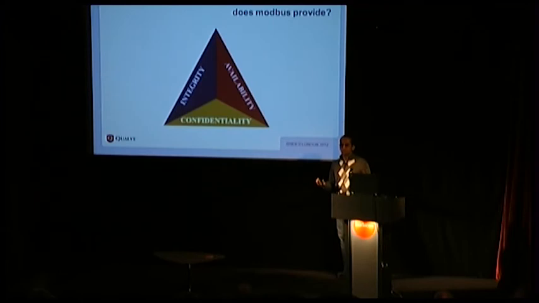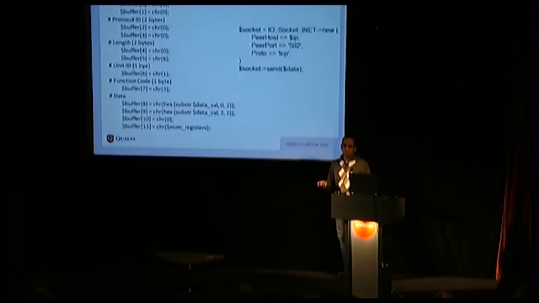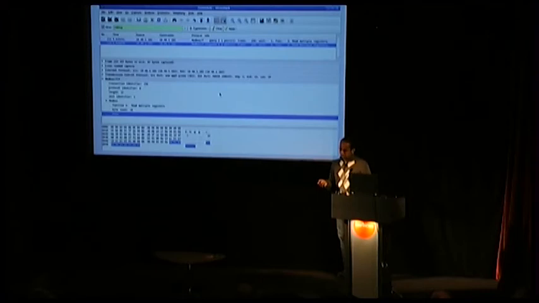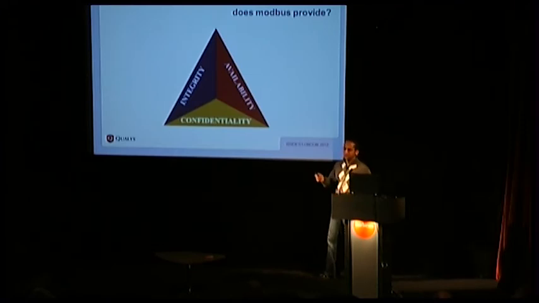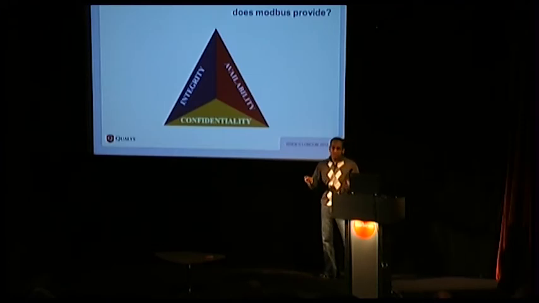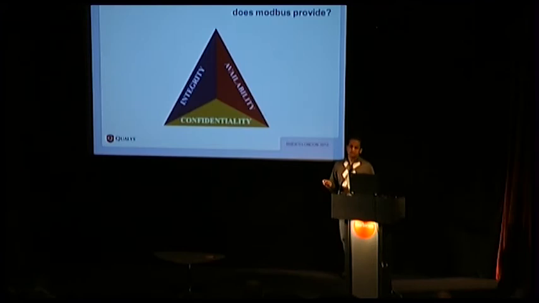Do you find anything wrong in this particular code and the client-server communication that happened? No encryption. No authentication. This is the triangle that all protocols or any security system is usually judged on: confidentiality, integrity, availability.